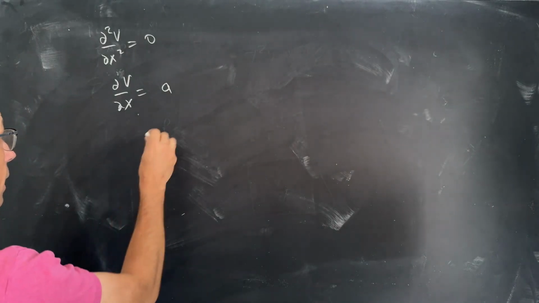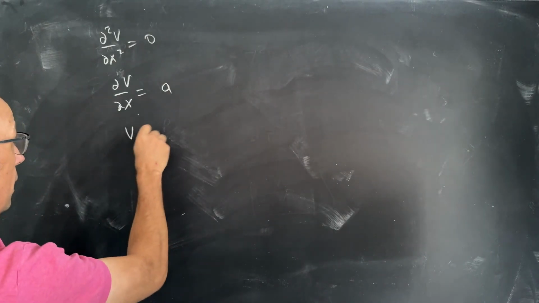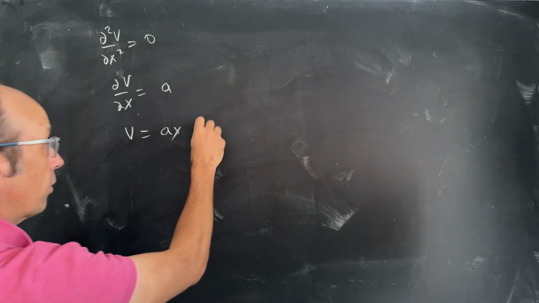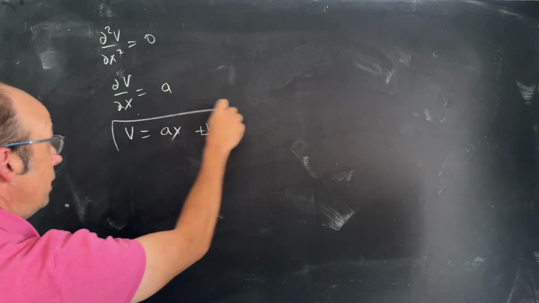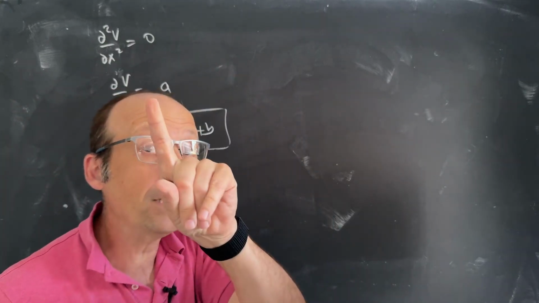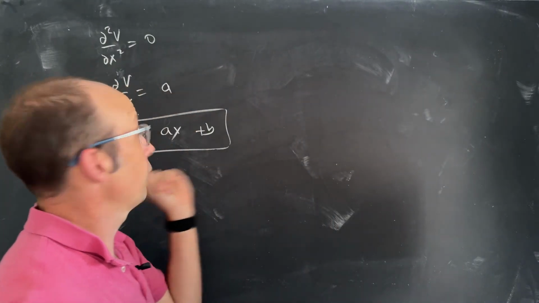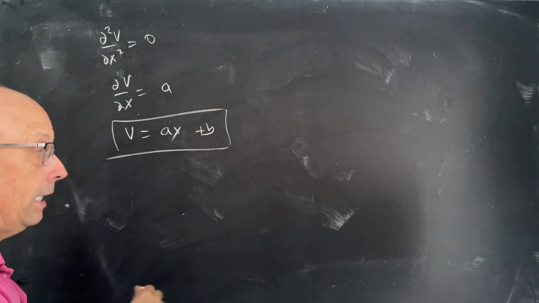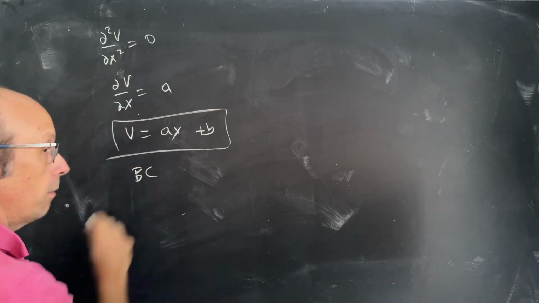Now I'm going to integrate again, and I get V is going to be equal to, if I integrate this, a times x. And then I have to add another constant. Let's call that b. So that's it. That's the solution to my electric potential in one dimension if there are no charges. Now, how do we find the values of a and b? And this is where we get the boundary conditions.